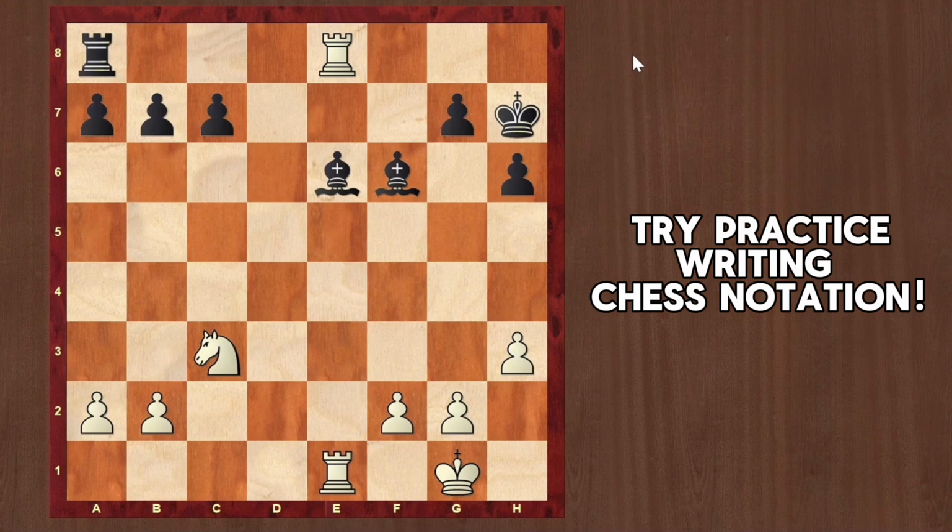It'll be slow at first, but it'll start to feel like an easy language that you've learned. It'll be really helpful when you play in tournaments as well, because you'll be required to notate your games. So starting early and practicing is definitely a good thing to do.